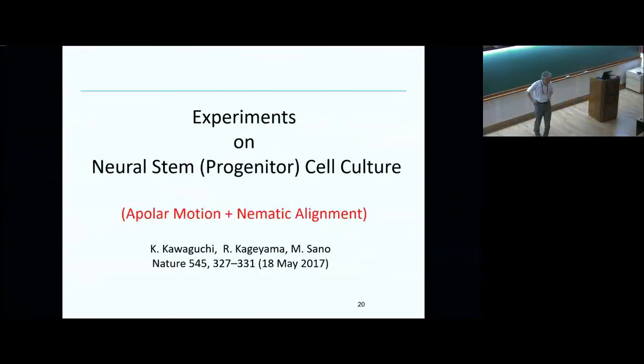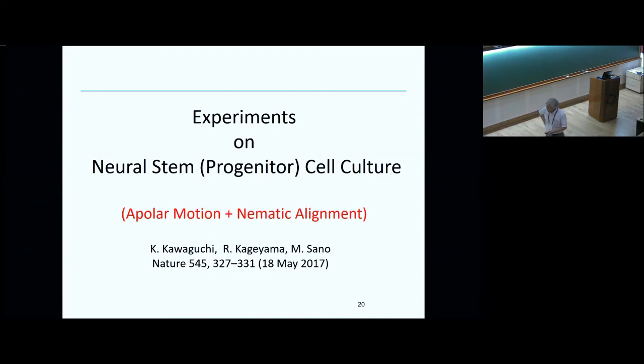Okay. So from now, I want to explain the experiment on neural stem cells. In this case, yes? Oh, okay. In your granular system, it's not like that. This is because this is polar. Yes, you're right.